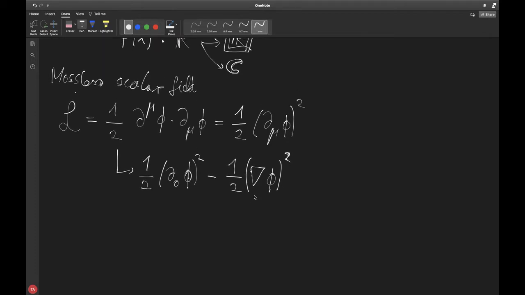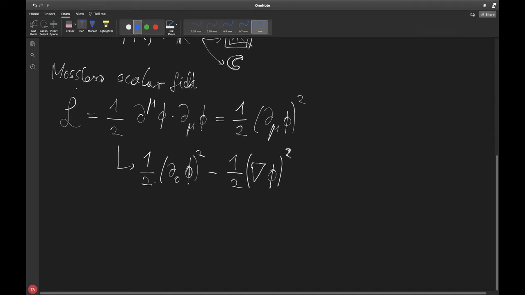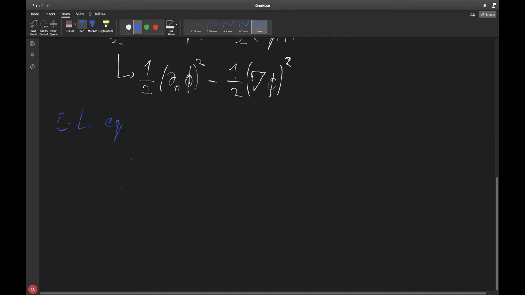So in the previous lecture, we introduced the Euler-Lagrange method to find the equations of motion. So let's just do the same thing. We will use the Euler-Lagrange equations. In that, we have the derivative of the Lagrangian density with respect to phi. That, in this case, will lead to 0, since we only have the derivatives of phi in this Lagrangian. We don't have phi itself.